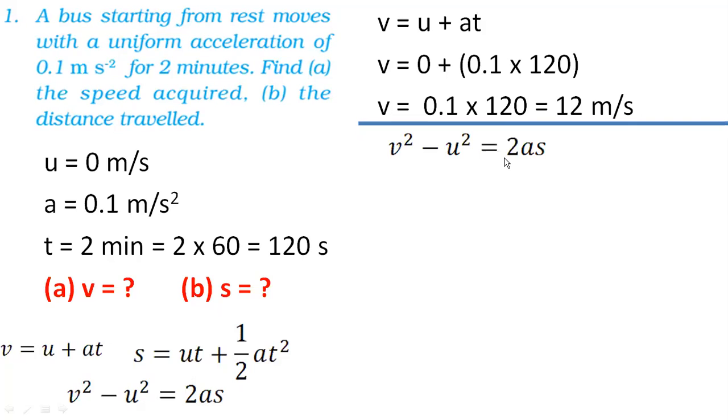So v square minus u square is equal to 2as. Just put the values there. We already have the v value, which is 12. So 12 square minus u value 0 square is equal to 2 into the a value 0.1 into s. Now do the rest of the calculation and give me the answer for s. All you have to do is take the square of 12, that is 144. Then multiply 2 into 0.1, that is 0.2. Just shift that to the other side and you'll get your answer.